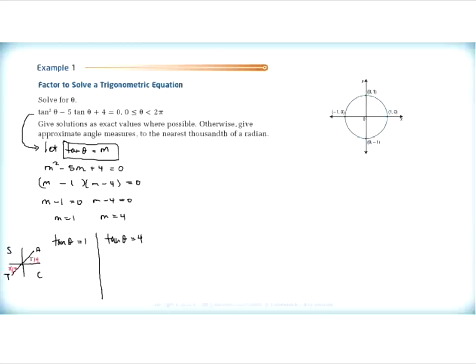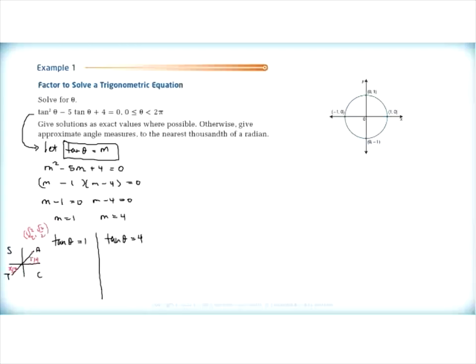Now I know that because the coordinates of the point associated with pi over 4 are root 2 over 2 and root 2 over 2. And if I divide sine by cosine, which is tan, I'm dividing root 2 over 2 by root 2 over 2, which is 1. That's how I know the answer for theta here is pi over 4.